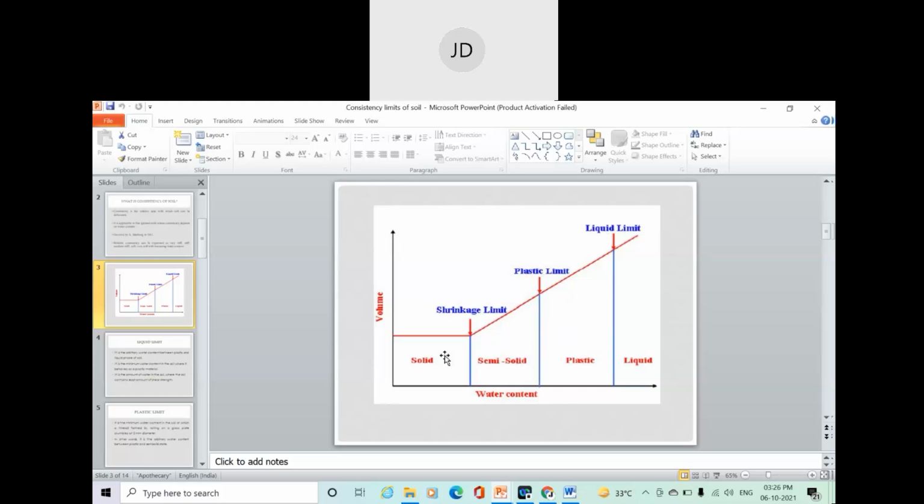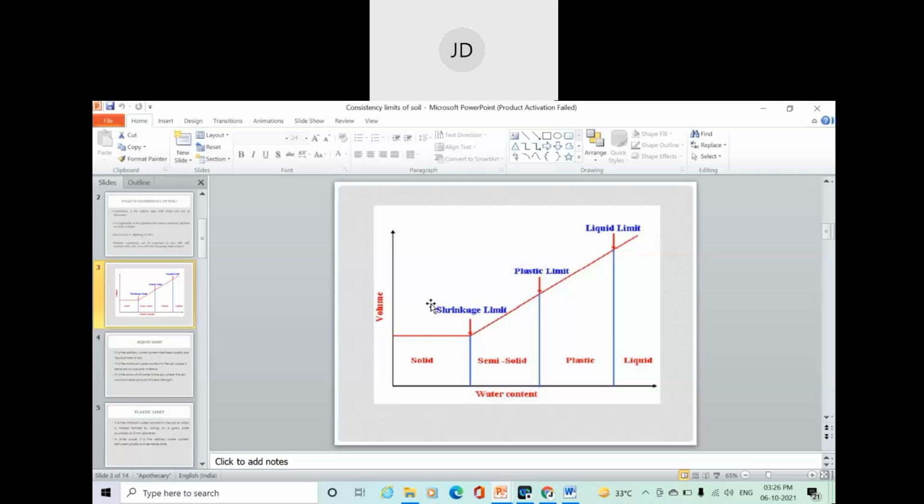And this shrinkage limit, in the same way, is the moisture content between the semi-solid and solid state. Now, what is solid state? You know these things, right? What is the definition of shrinkage limit? If you reduce the moisture content beyond this shrinkage limit, then what will happen? There will be no change in volume. This is the main significance.